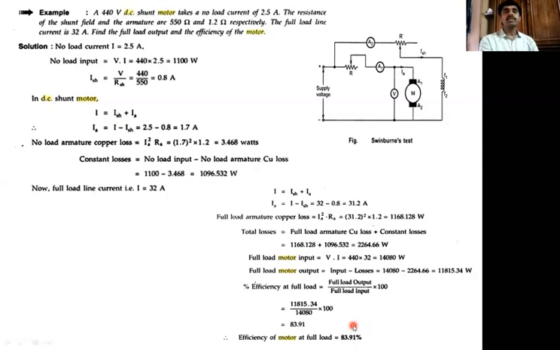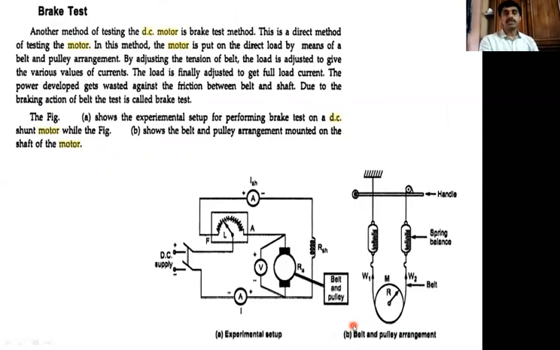So we'll discuss the brake test in the next session.